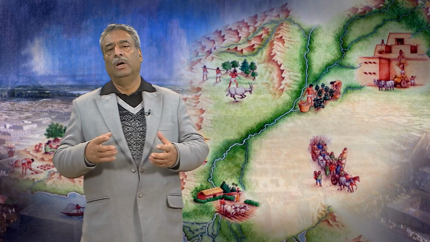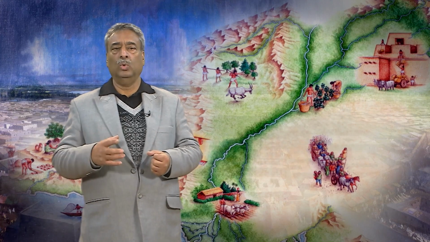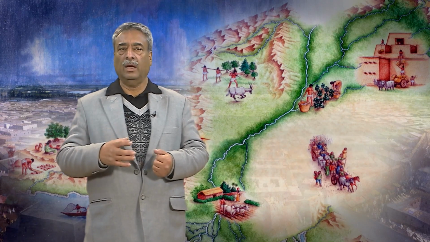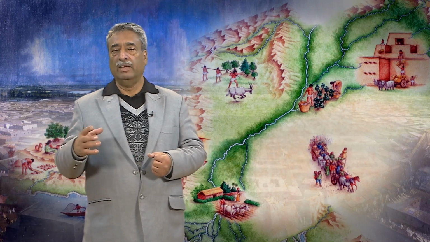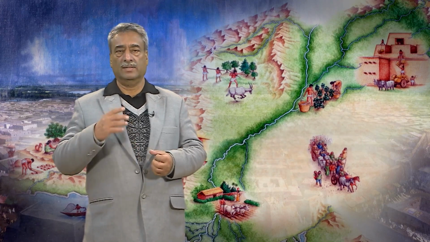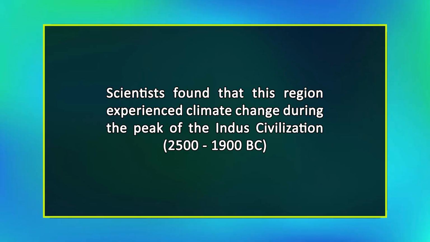The majority of early complex societies arose in areas where the environmental factors experienced by ancient subsistence farmers were variable but not particularly diverse. Scientists found that this region experienced climate change during the peak of the Indus civilization, that is from 2500 to 1900 BC. The civilization provides a unique opportunity to study how an ancient society coped with diverse and varied ecologies and change in environmental parameters.